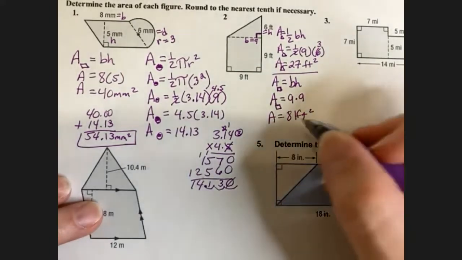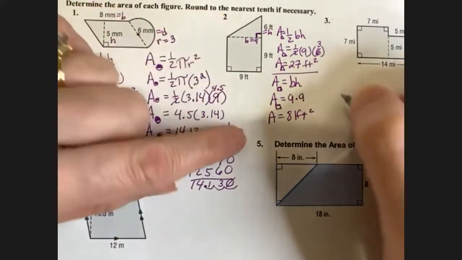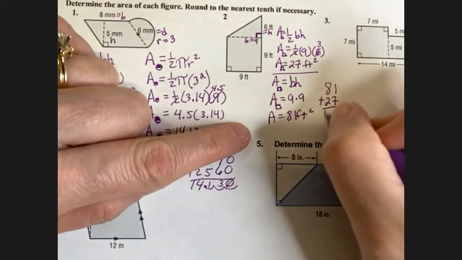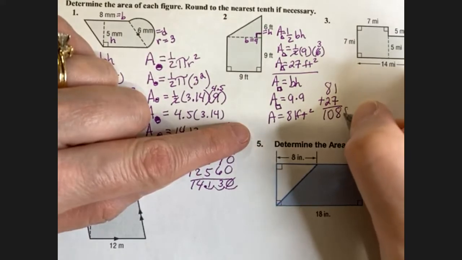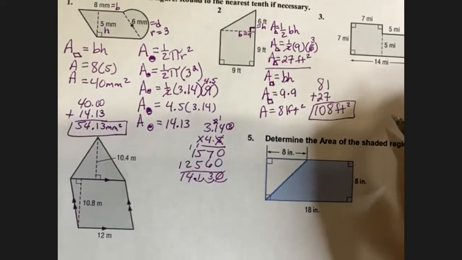So I'm going to add my 81 feet back to my 27. I'm combining the square with the triangle. So 81 plus the 27 for a total of 108 feet squared. And that's the area of the composite shape.